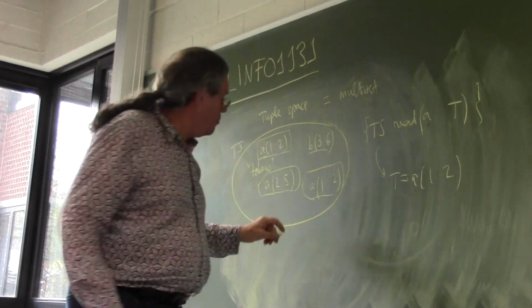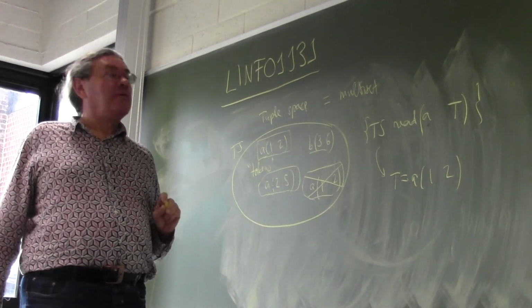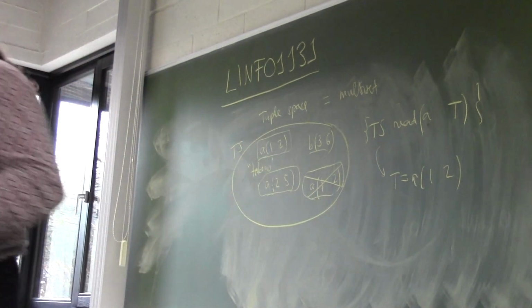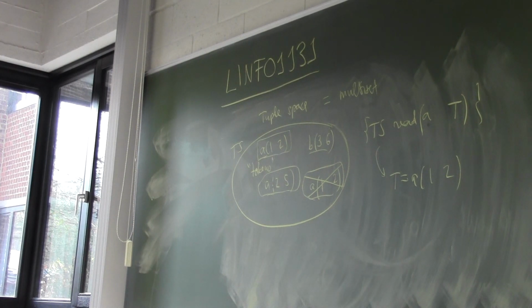So maybe it removes this one. But the other two will still be there. So tuples are things. You add one, you have one more. You remove one, you have one less. They are things with existence.